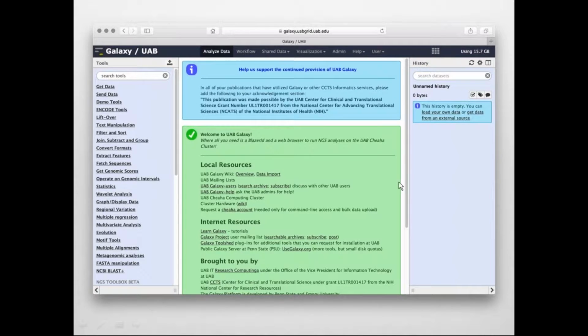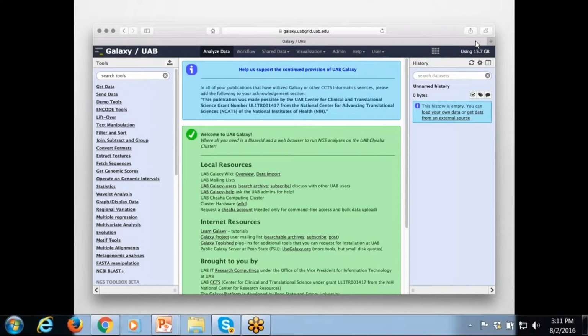They're either standalone packages that run on a PC or a Mac. There are a variety of those available. They tend to be rather expensive. We do provide something called Galaxy here, and that provides access to a large number of analytical tools. There's a learning curve there.